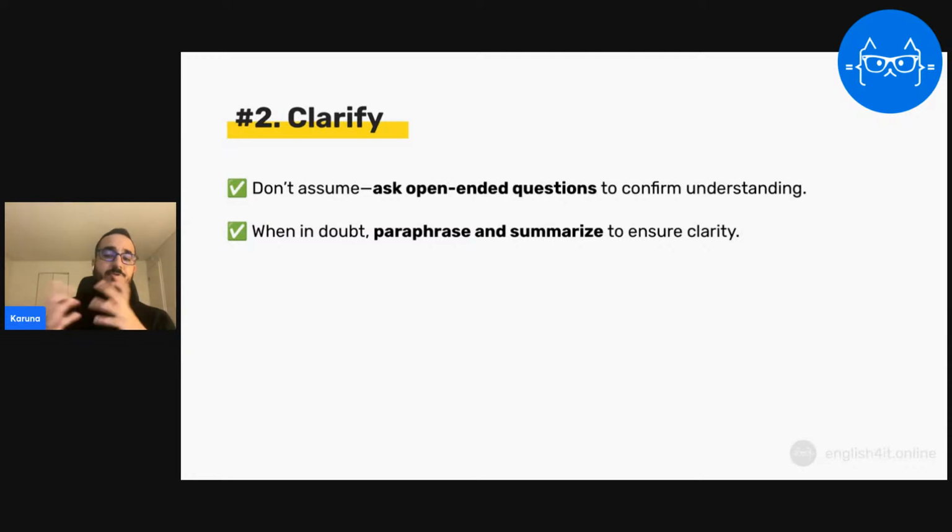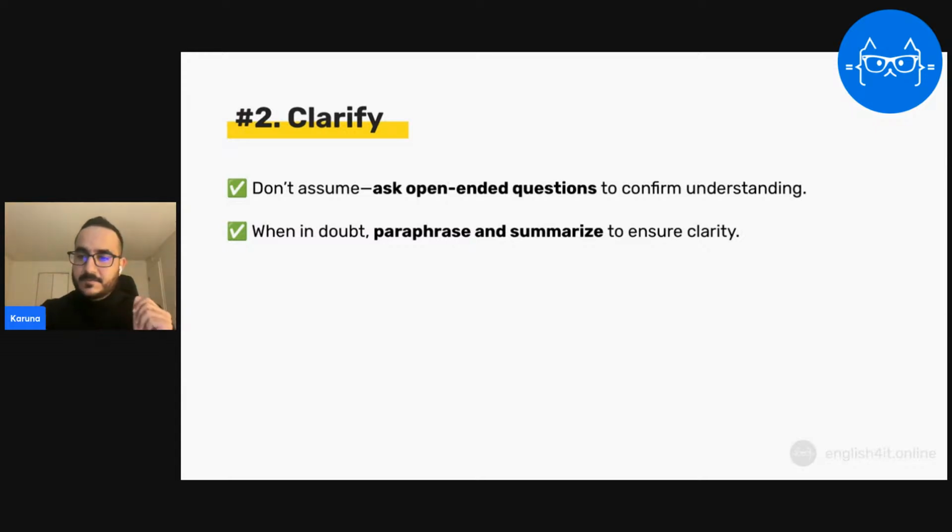I find the question, "Do you understand?" to honestly be, in most cases, a very useless question, because people are going to want to say yes, right? Especially if you're the boss, right? If you're the manager, right? So try to ask open-ended questions, right? To confirm their understanding, or to confirm your understanding, right? And when you have any doubts, paraphrase and summarize, right?